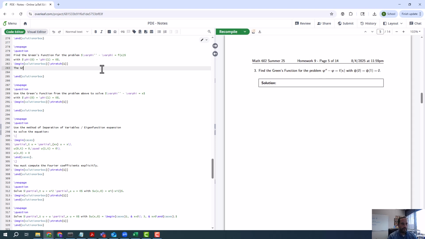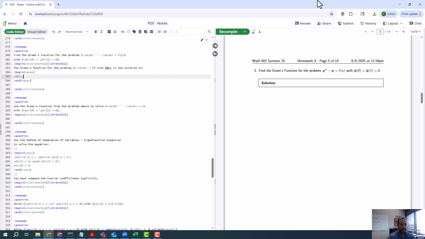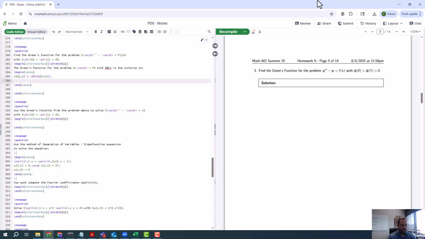The Green's function for the problem L phi equals f, with homogeneous boundary conditions, is the solution to the following. It's going to say L g of x, y is equal to the delta function of x minus y, and g satisfies the same homogeneous boundary conditions.